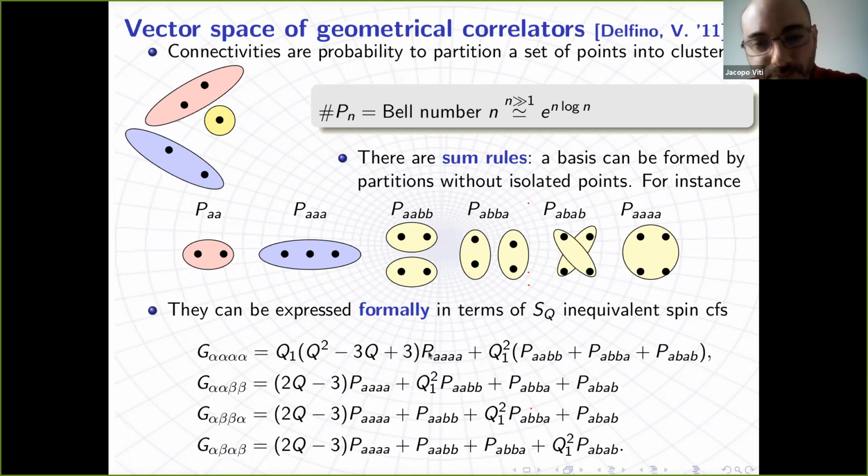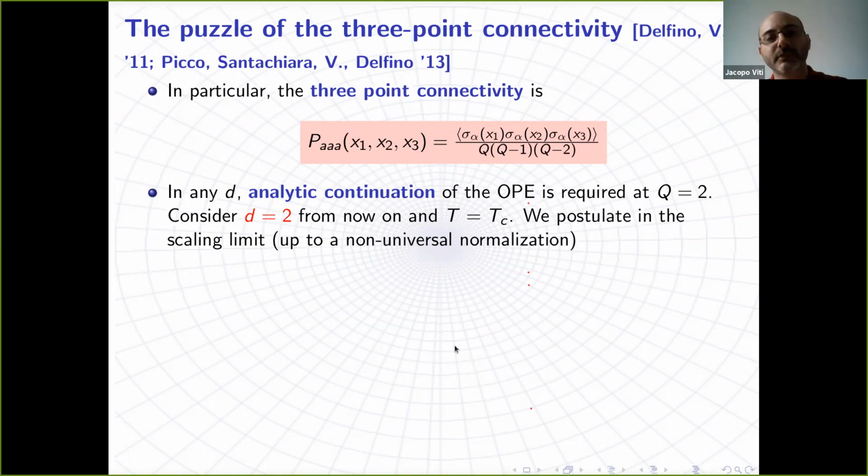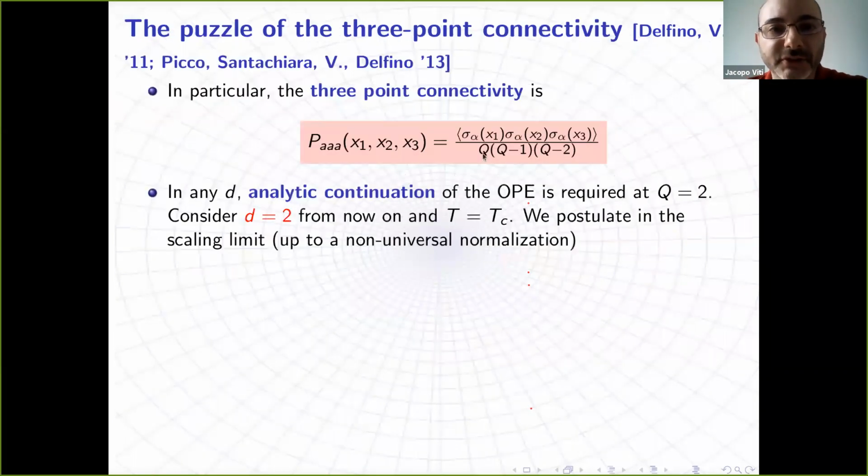Okay, so let me go on. Let me show the first example where the problem of calculating connectivity can be understood and formulated. This is the problem of calculating a three-point function, the three-point connectivity of FK clusters, so basically the probability that 3 points are in the same FK cluster.